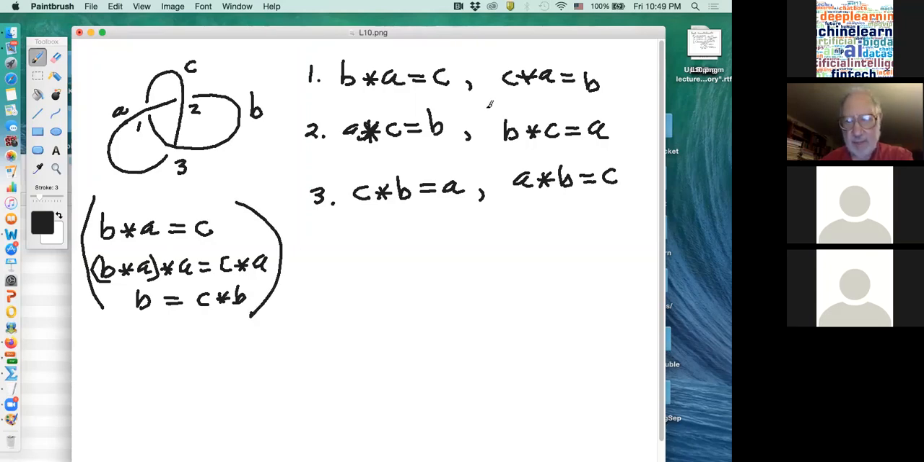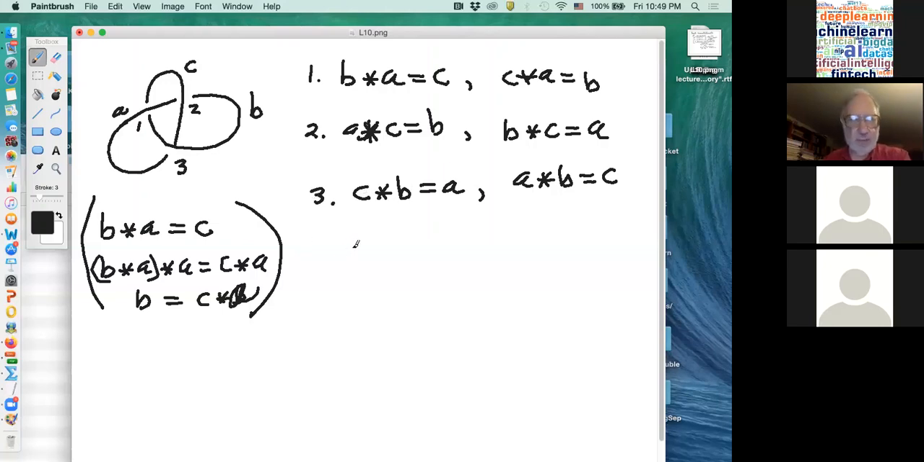C times B, where are we? B times A equals C. C times A equals B. That was C times A. Yeah, C times A equals B. Here, A times C equals B. B times C equals A. C times B equals A. Two relations at every crossing.